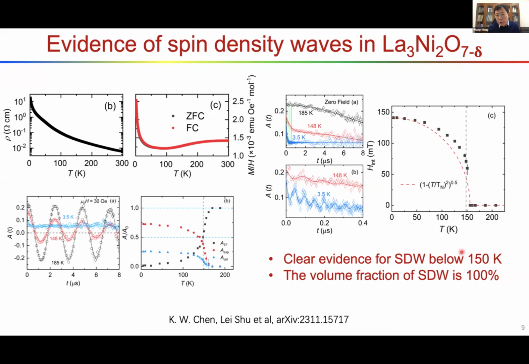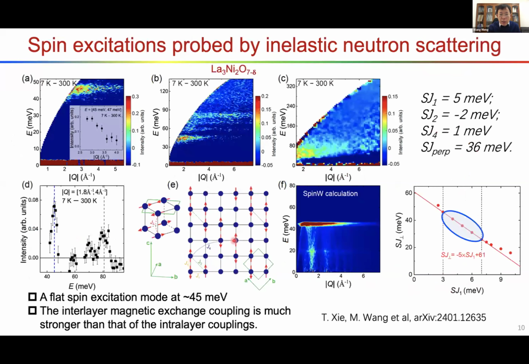The transition temperature is exactly at 150 Kelvin. That's the same as the anomaly in resistance, and the volume fraction of the spin density wave phase is 100%. So that's very interesting.